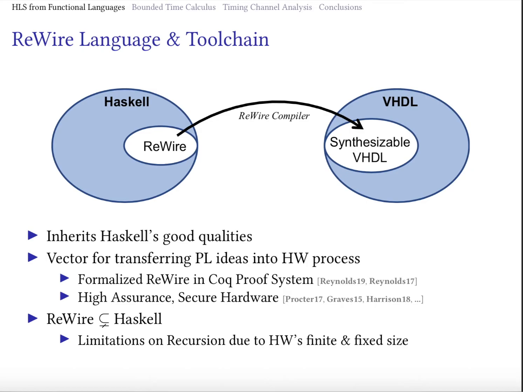And in Rewire, the main limitation that we use to distinguish Rewire from Haskell is we limit recursion. And in particular, we limit recursion to co-recursion in a particular monad. And I'm going to show you an example of that. Other kinds of restrictions are, well, you can't have unbounded types. So things like a list that can grow to unbounded size. You can't have that in Rewire either, obviously.